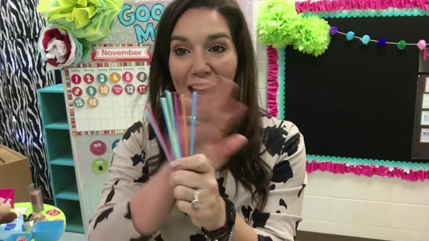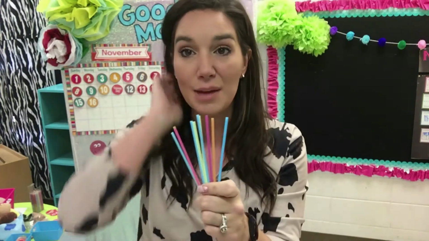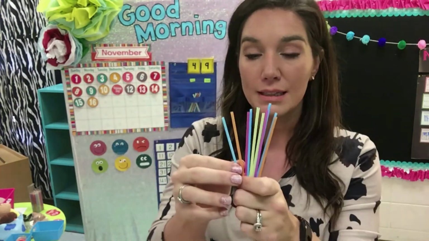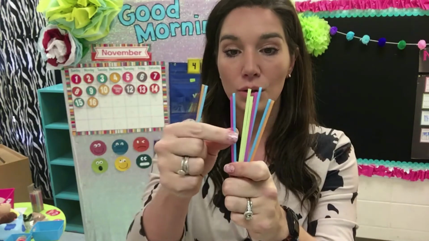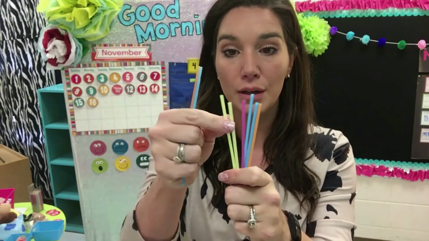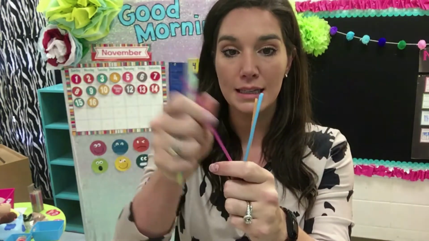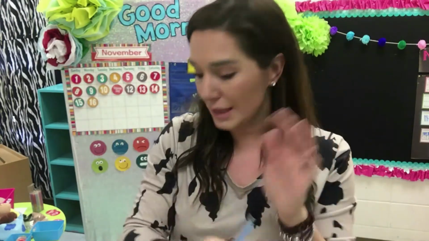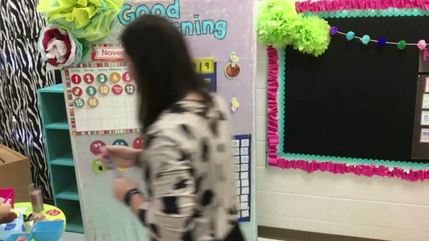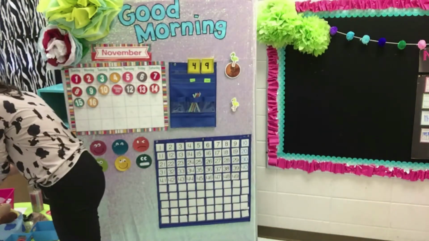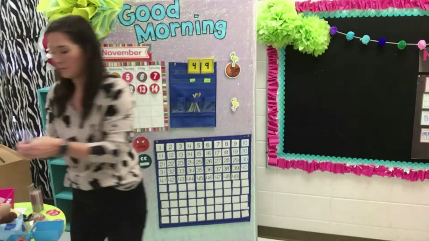Let's count and see how many straws we have in our ones column. And if it's 10, we've got to group them together and move them over to the tens column. So let's count with me. 1, 2, 3, 4, 5, 6, 7, 8, 9, 10. All right, we can't have 10 in the ones column, so let's put these together and make a group of 10. All right, and then we know that they're 10 because we've just counted them.